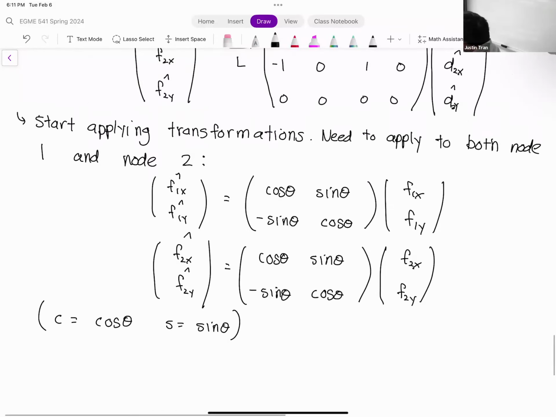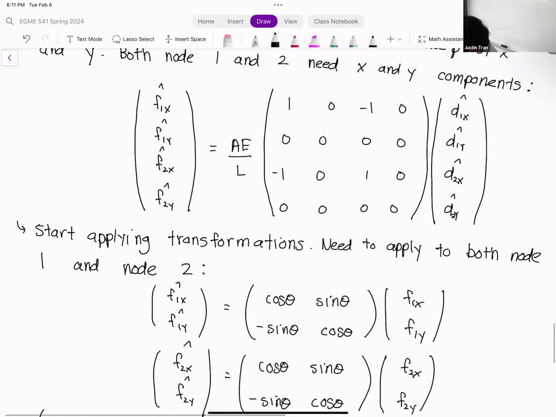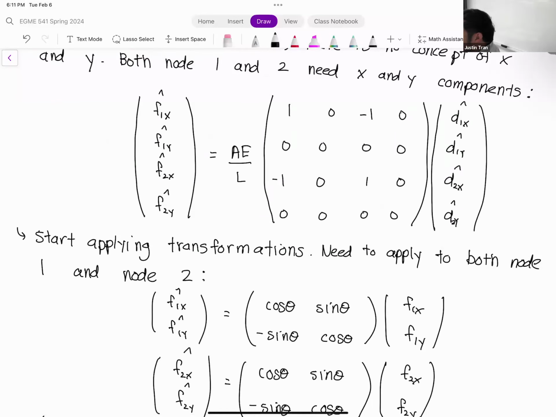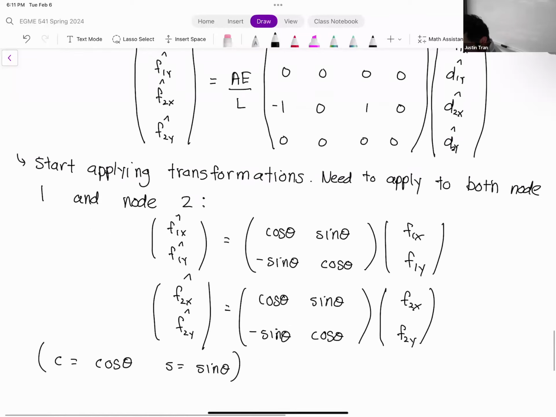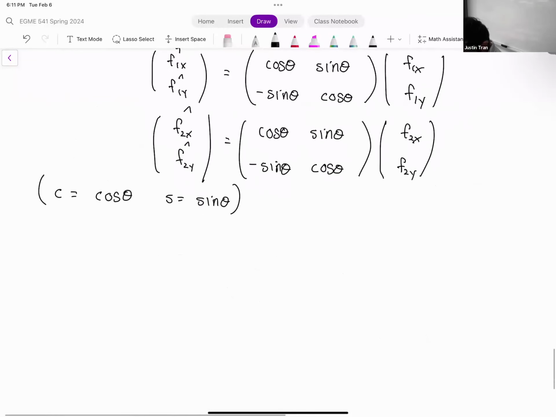So this is fine, right? These two matrices are fine. But the problem is that in our element stiffness matrix, we have both node 1 and node 2 as part of the same system. So we need to combine these two in the same way, right? And so we're going to do it in kind of an interesting way, because what we have in our element stiffness matrix is F1x hat, F1y hat, F2x hat, F2y hat.